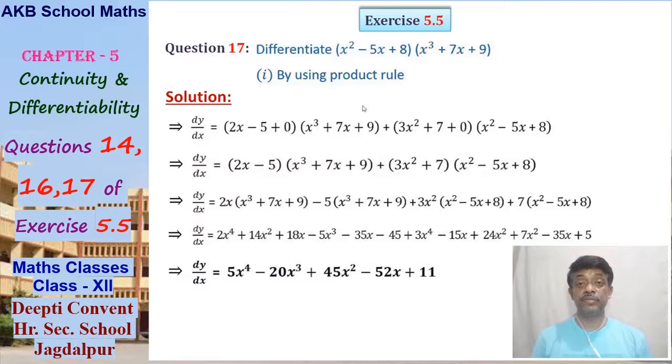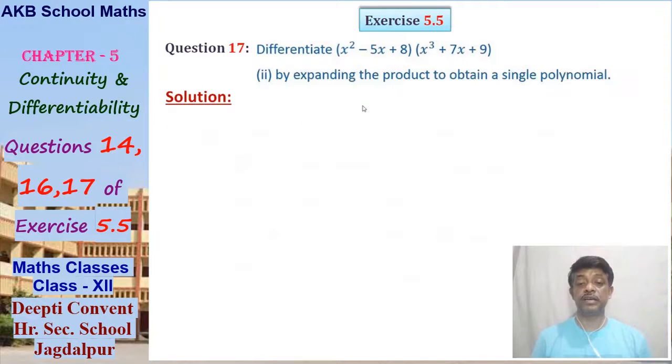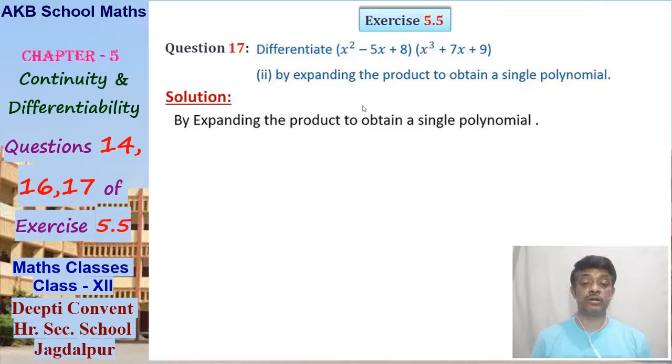Now we find the value by using the second part. This is the first part. In the second, we multiply these two expressions and find a single polynomial, then differentiate it term by term. So here we expand the product to obtain a single polynomial. Clear? By expanding the product to obtain a single polynomial.